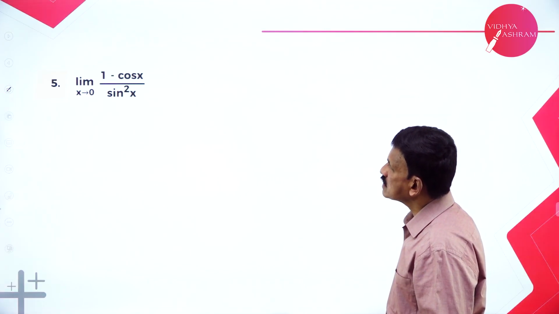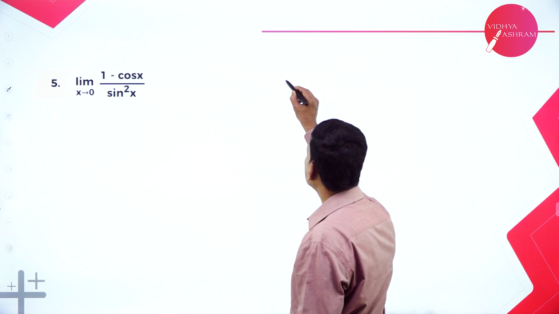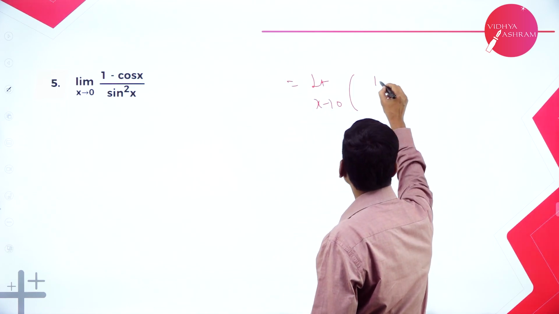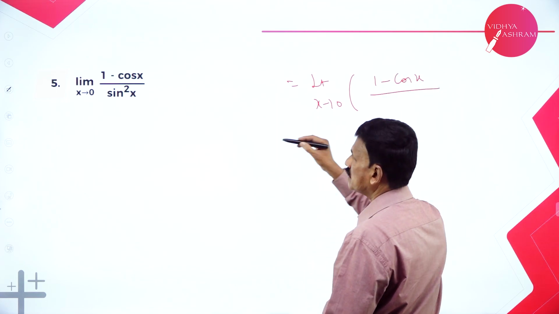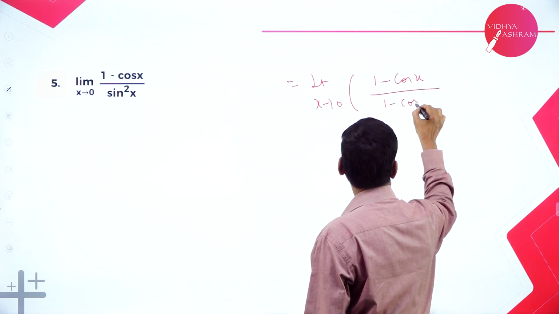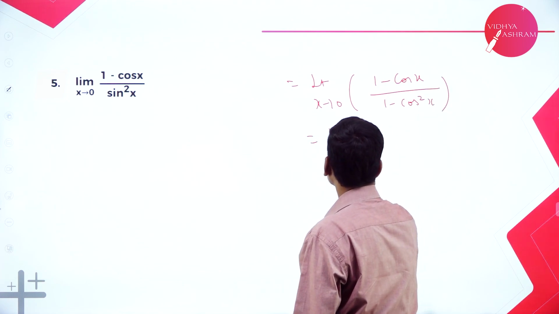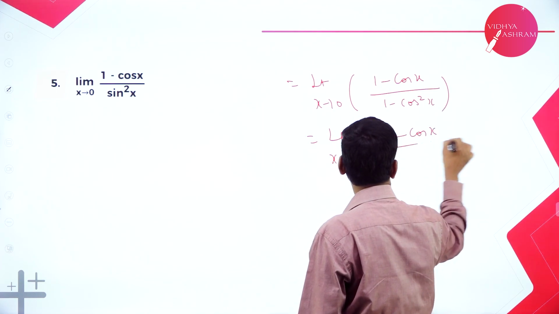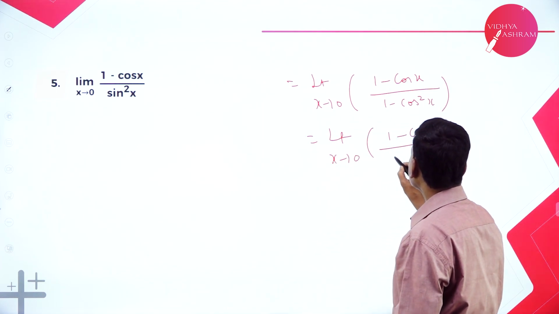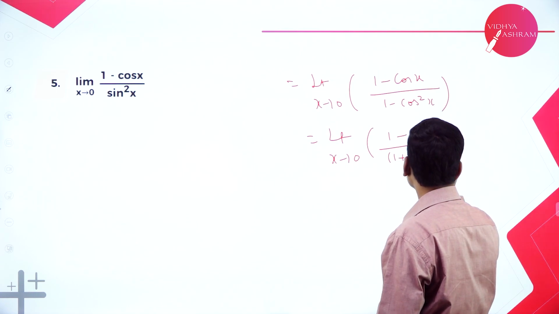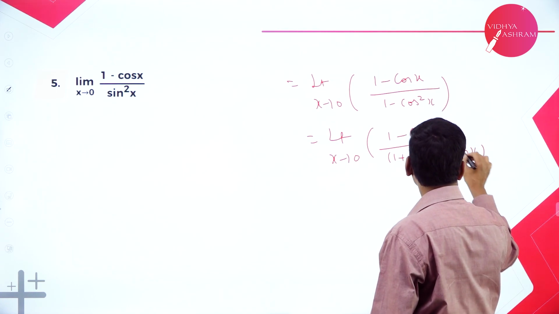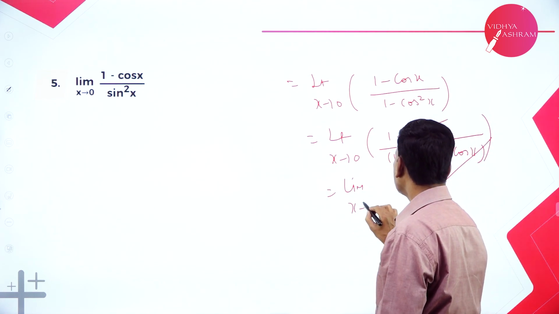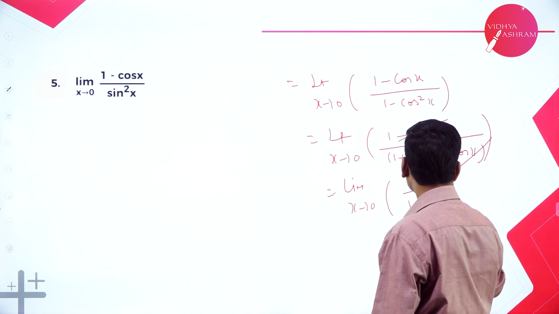So 1 minus cos x divided by sin square x. Very simple problem. This can be written as limit x tends to 0 of 1 minus cos x as it is divided by, in the denominator, sin square can be written as 1 minus cos square. So this is equal to limit x tends to 0, 1 minus cos x as it is. So 1 minus cos square can be written as 1 plus cos x into 1 minus cos x. So cancel the terms. 1 minus cos x gets cancelled. Limit x tends to 0 of 1 by 1 plus cos x.